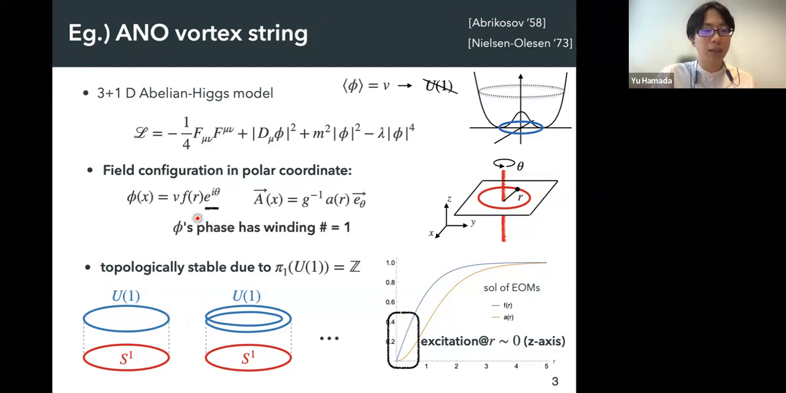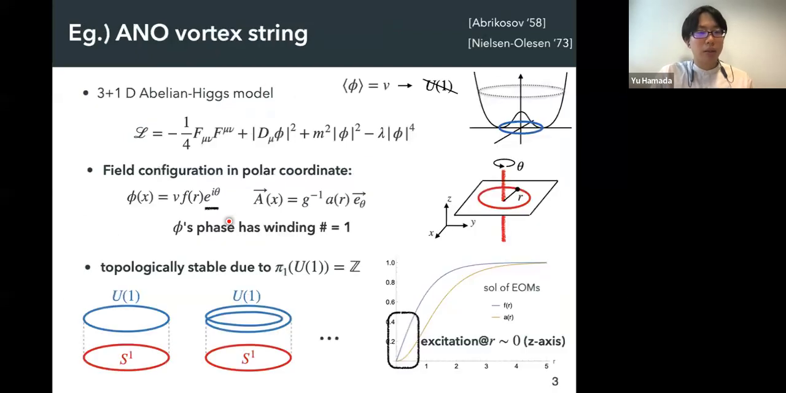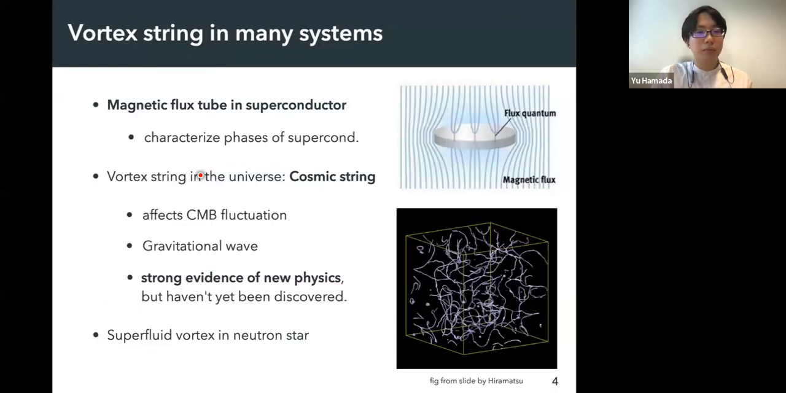As I said, this has a winding number 1, but the vacuum doesn't have winding; it's just winding number 0. So that means the winding number 1 configuration cannot be continuously deformed into the vacuum. So this ensures the topological stability of this object. And this object is often called a vortex string.